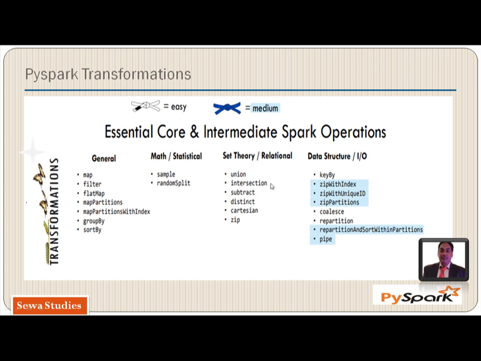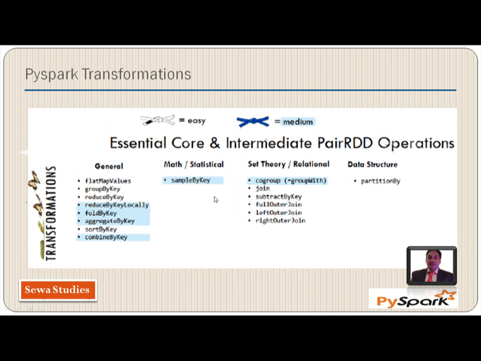I will explain these one by one in the demo. Also there are key-value pair functions: groupByKey, reduceByKey, foldByKey and sortByKey. These transformation functions are part of the PySpark RDD.